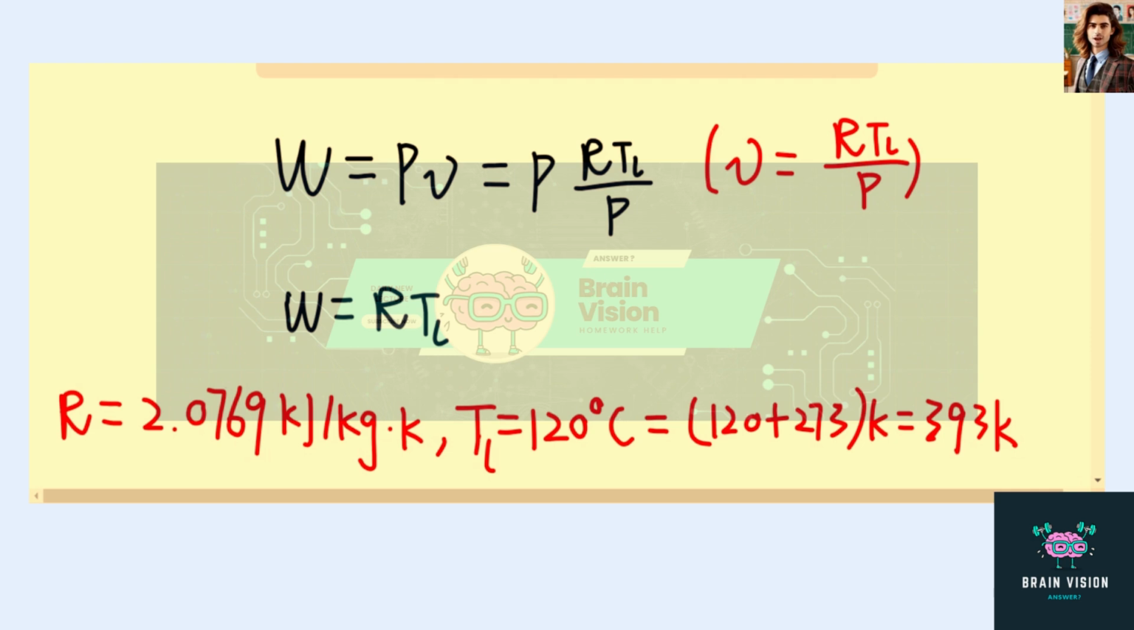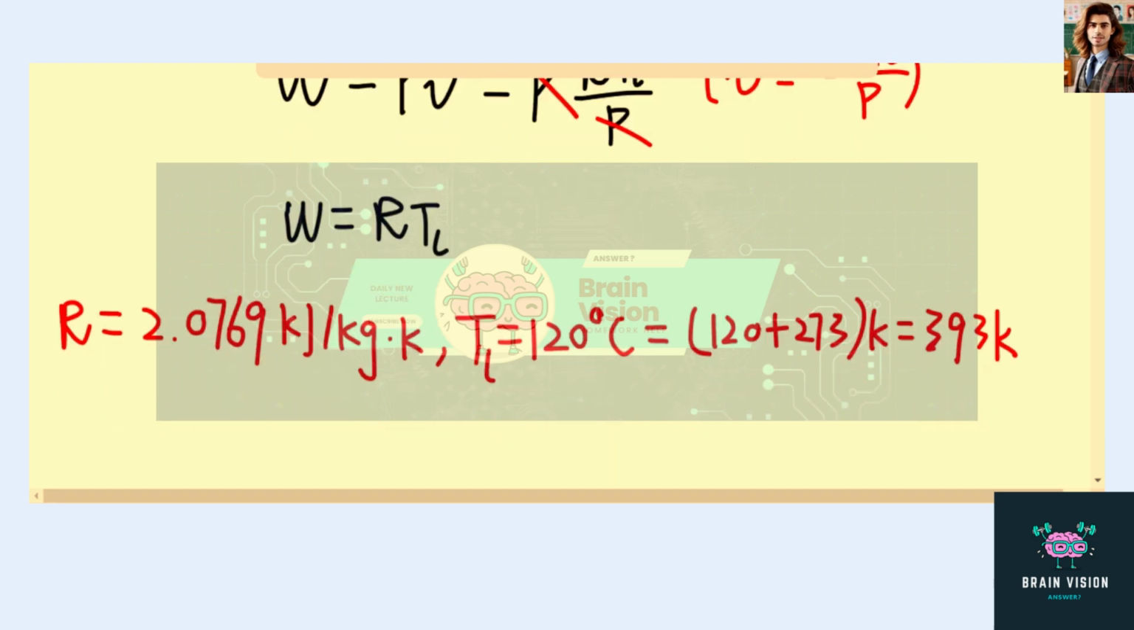So therefore we have P times RTL over P. As you can tell, P can be cancelled out. So I have work is simply equal to RTL. So the gas constant for the helium is 2.0769 kilojoule per kilogram times Kelvin. And the temperature in this question is given as 120 degrees Celsius, which is 393 Kelvin.